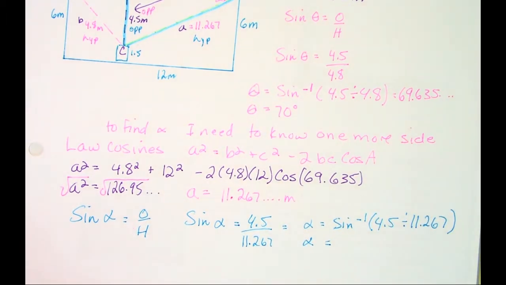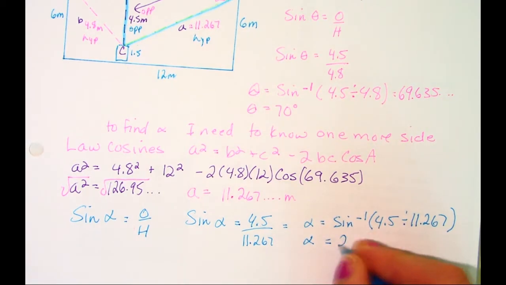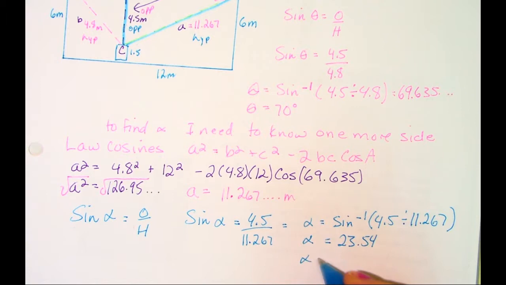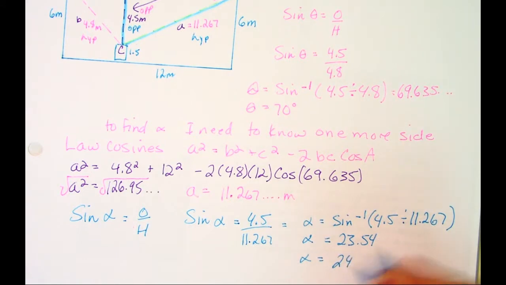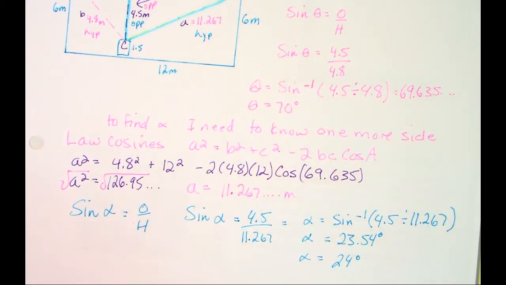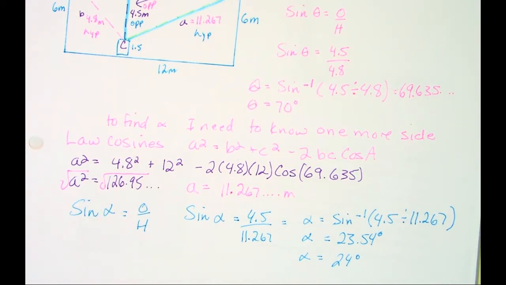And what do you get when you do that? And they wanted us to round to the nearest degree, so that would be 24. And then you just need to write a statement out.